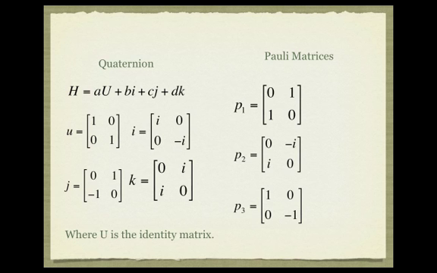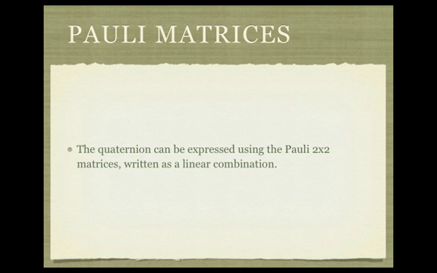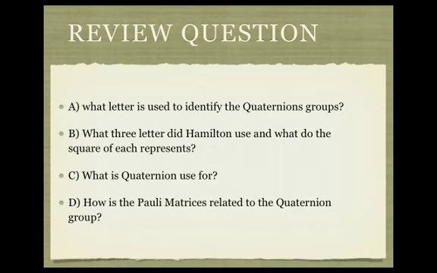In the equation, I gave you the quaternion formula up there, which is H, but if you notice, the U is the identity matrix, meaning it's the real part, and the other parts are just complex numbers. Quaternions can be expressed in the Pauli matrices, written as a linear combination. So that's how you relate it. That concludes my discussion about the history of quaternions, the rotation, and their use in relation to real life.